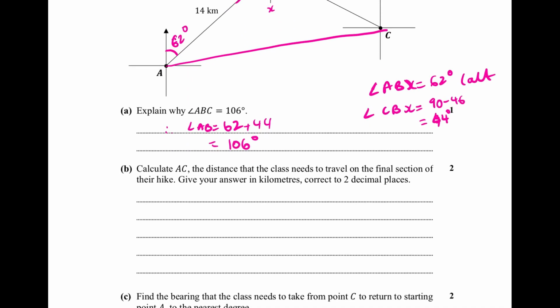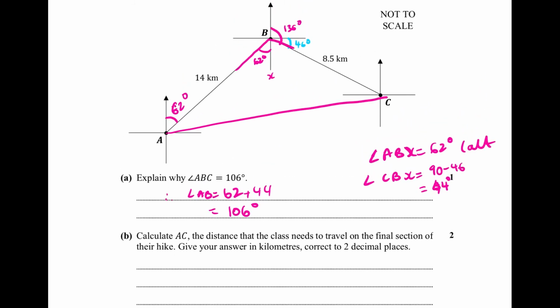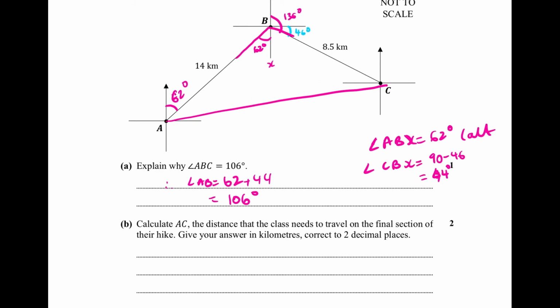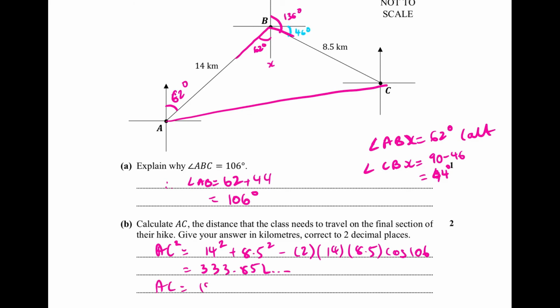Part B. Calculate AC, the distance that the class needs to travel on the final section of their hike. Give your answer in kilometers corrected to 2 decimal places. So I'm after the length AC here. I'm going to use the cosine rule. So AC squared is equal to 14 squared plus 8.5 squared minus 2 times 14 times 8.5 cos 106. That would give you 333.852 and so on. But AC on its own is the square root of that, which is 18.27 kilometers to 2 decimal places.